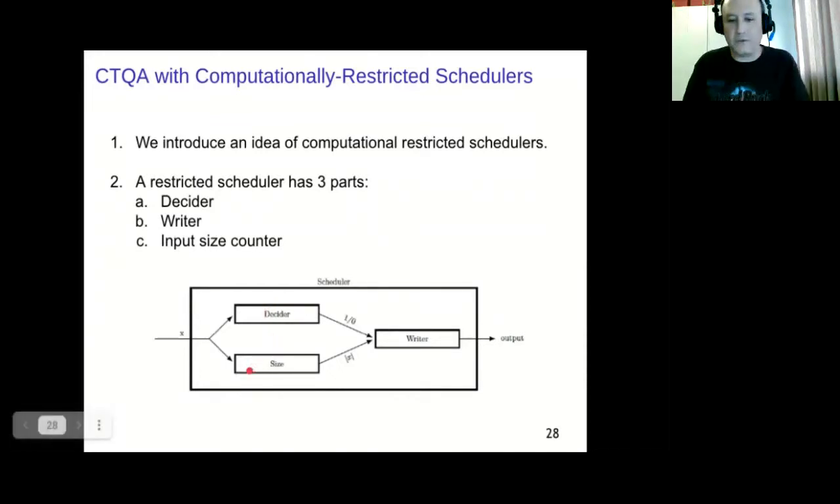It can know the size of an input, and then it has a writer. What the writer does is just compute a time scale that fits the quantum computer. And all the computation is basically done here by the decider. And what we did was to start putting some computational restrictions on the decider and see what happens.